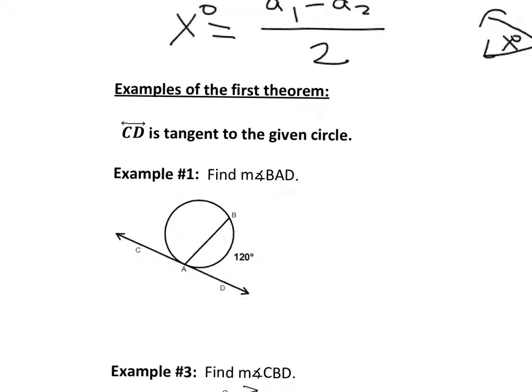So if we look at example 1, we have this arc of 120. Now you'll notice here is a chord, AB, and we're saying CD is a tangent, so this is my tangent line. And they intersect on the circle. So this angle that's formed, that's angle BAD, so the measure of angle BAD, it says the angle is half of the intercepted arc, and it intercepts this arc 120, so it's just 120 divided by 2, so the measure of the angle would just be simply 60.